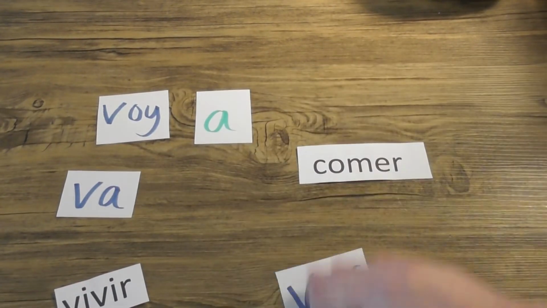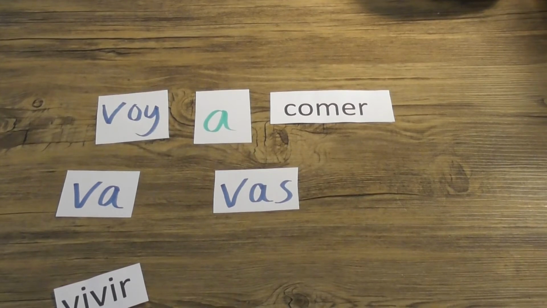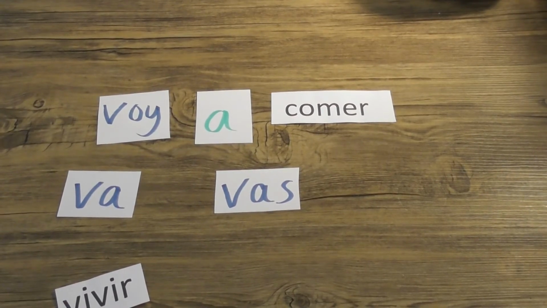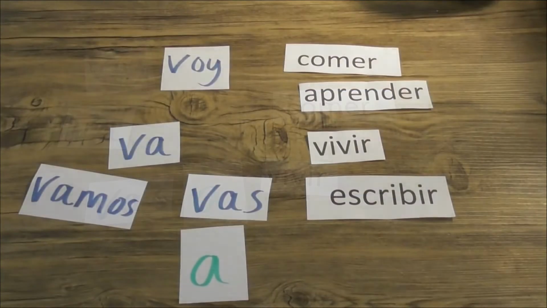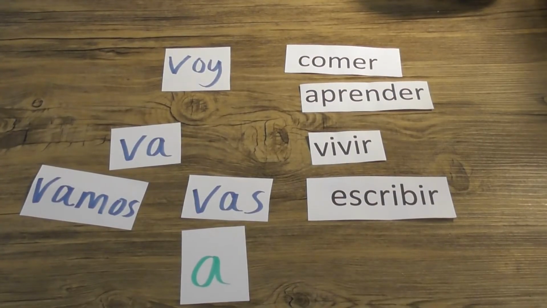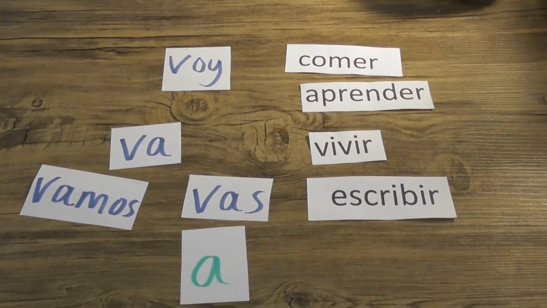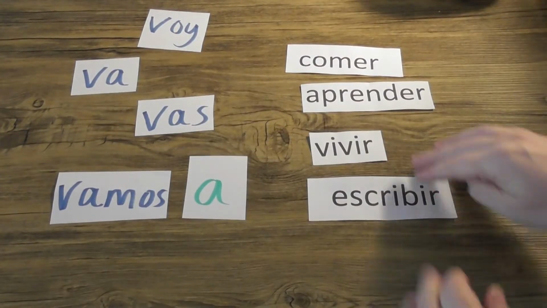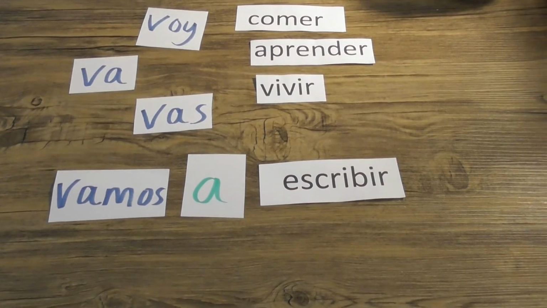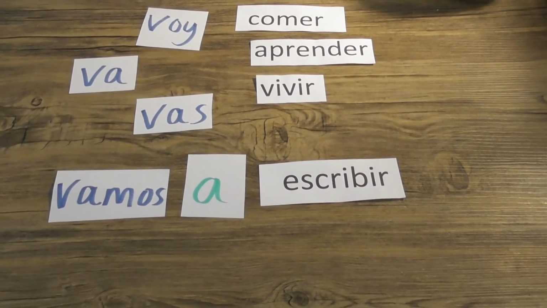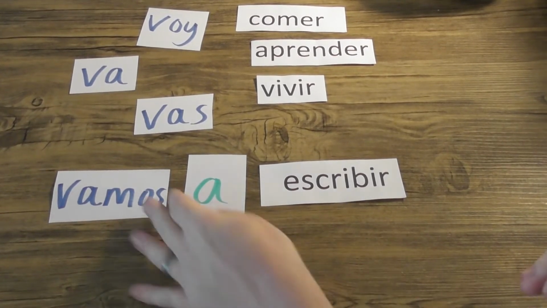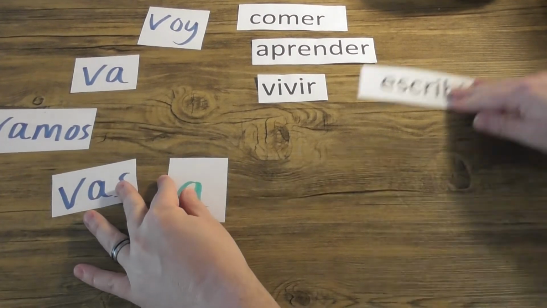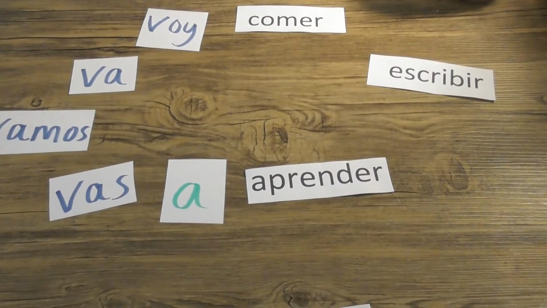Como se dice en español, I am going to eat. Voy a comer. You are going to live. Vas a vivir. We are going to write. Vamos a escribir. You, singular, are going to learn. Vas a aprender. Muy bien.